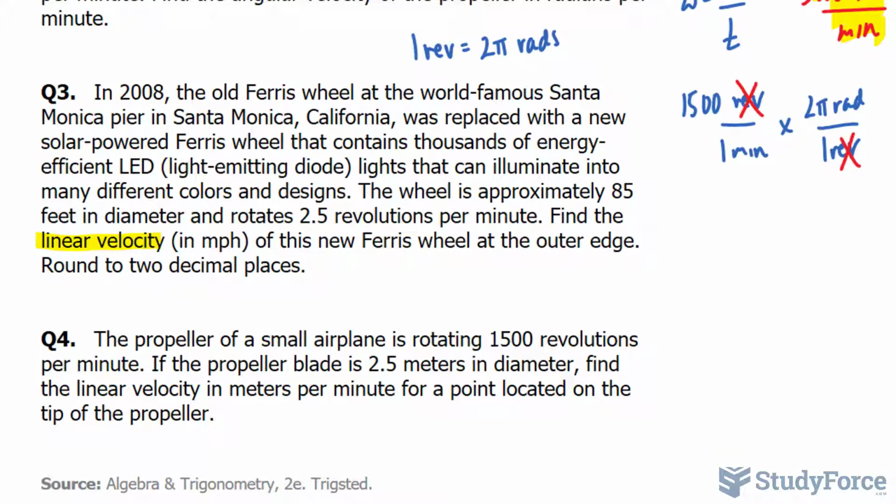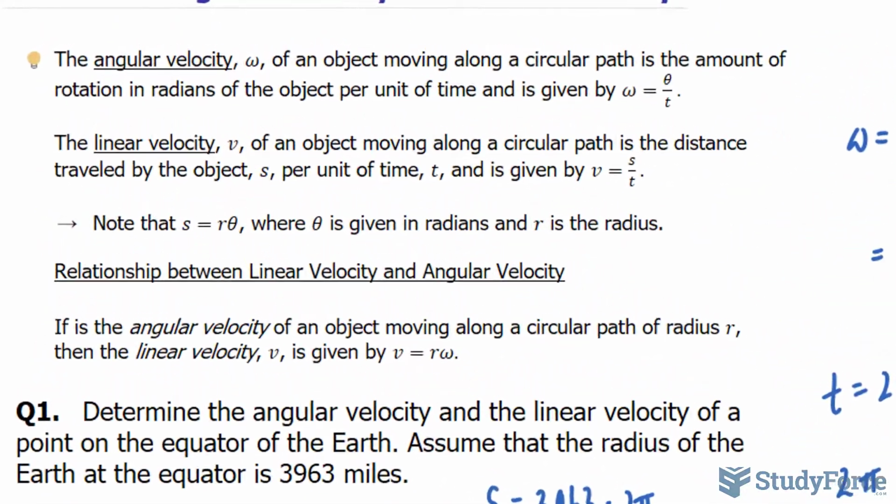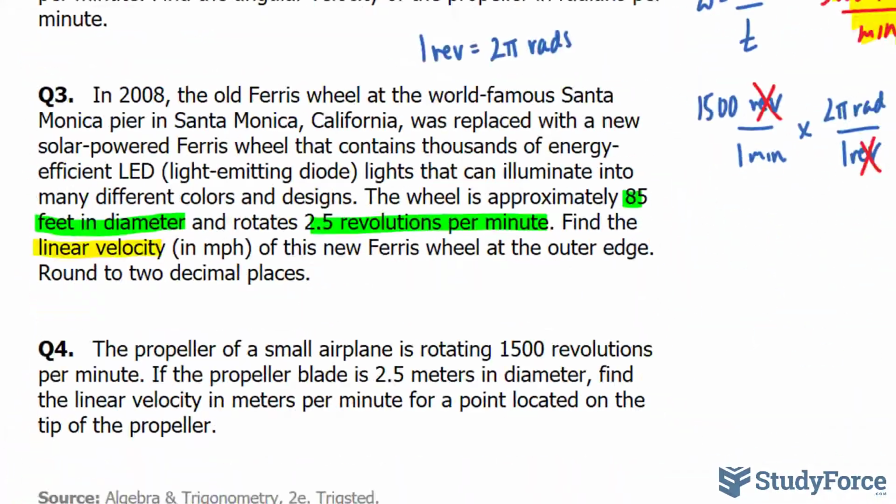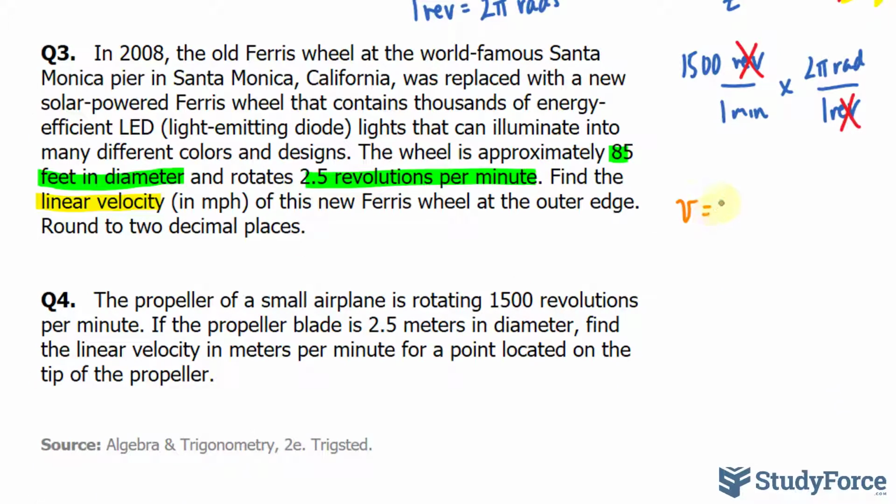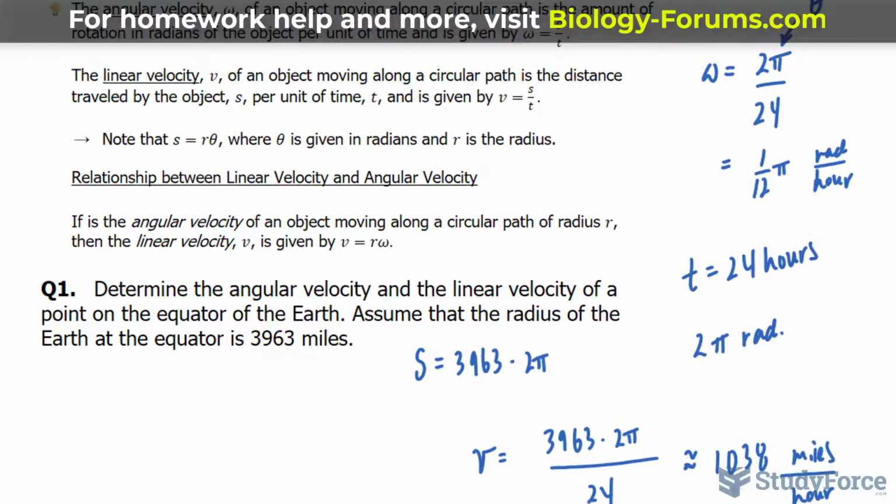We've been told that the wheel is approximately 85 feet in diameter. So from that we can find out the radius because the diameter is double the radius. And it rotates at 2.5 revolutions per minute. That will come in handy later. The formula for linear velocity, as discussed, was v is equal to s over t, and s is related to the radius and theta, which is the angular displacement. It's given in radians.